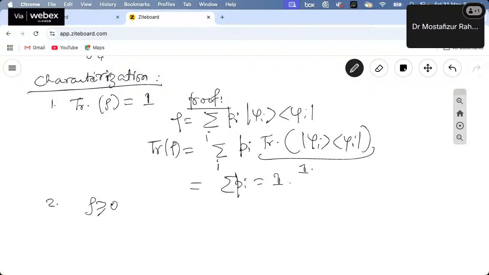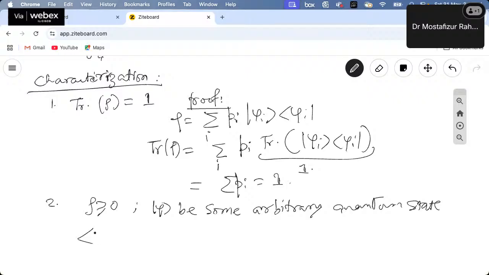Now the second property is that this rho must be a positive semi-definite matrix. And why is it so? Let's take ket psi to be some arbitrary quantum state. Then the product <psi|rho|psi> is equal to the sum over i of p_i, with rho defined as the sum of p_i times the outer product |a_i><a_i|, and psi.